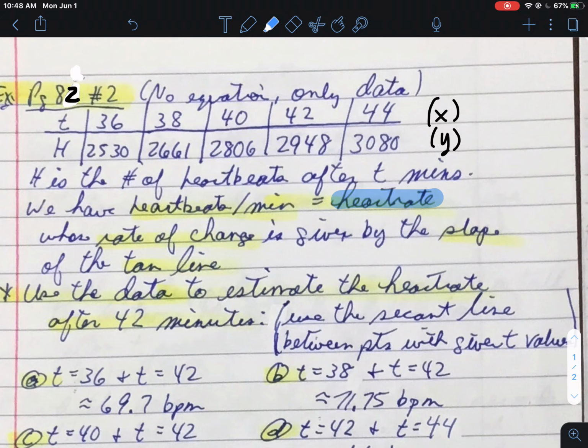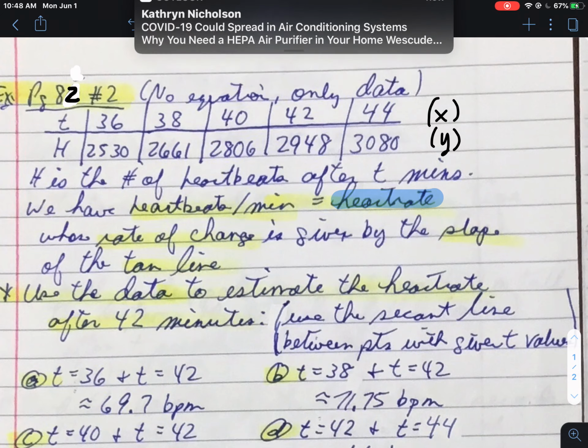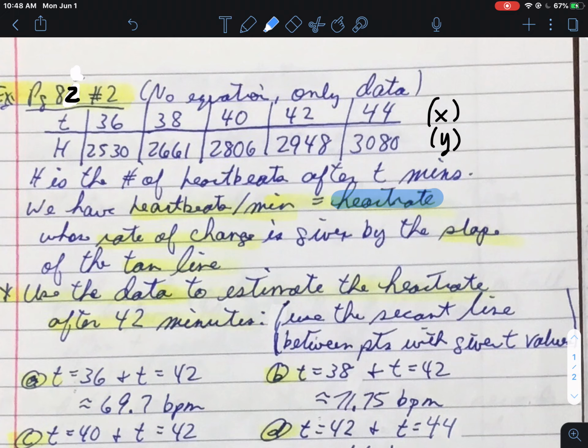Our question is, let's estimate the heart rate after 42 minutes, or at 42 minutes, what is the heart rate? Heartbeats per minute. Now, be careful in the language here. There's two different heart rates that can be calculated. I can calculate the heart rate at 42 minutes. We call that the instantaneous heart rate, at that specific point in time. Or I could calculate an average heart rate, say over an interval of time.